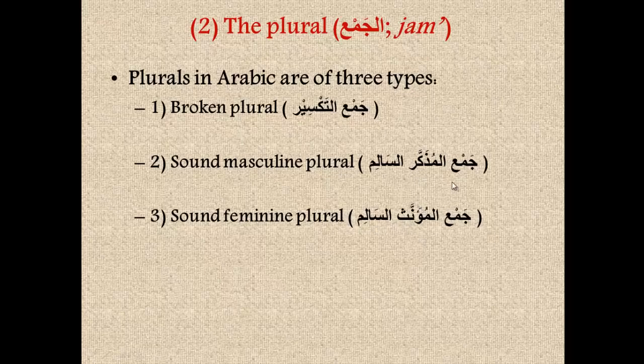You should know these words by now. Al-mudhakkar is masculine, mu'annath is feminine, and salim means sound. Something that is intact, that is unbroken and sound.